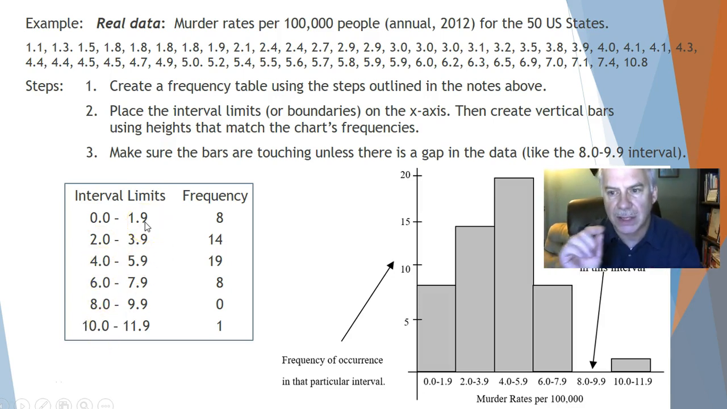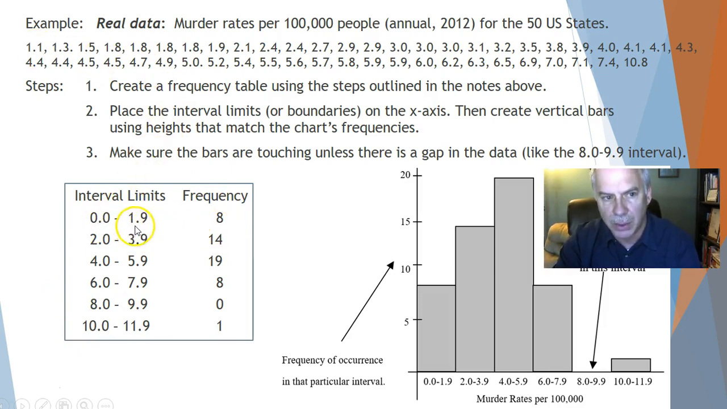Now, because these are decimals, like 1.1, 1.3, I needed my upper class limits to end at 1.9 or 3.9 or 5.9. Basically, it's the decimal value just less than the next lower class limit, which would be 1.9, or 3.9 is just less than 4.0, 5.9 is just less than 6, etc. So that gives me my class limits, okay? And then I just counted how many fall in each of those classes.